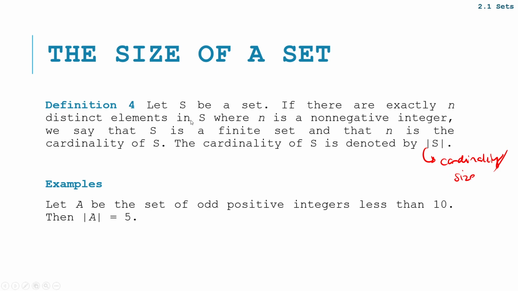Example here: let A be the set of odd positive integers less than 10. Then A in a roster method would be the set of odd positive integers, so that's 1, 3, 5, 7, 9. And how many elements do we have here? We have 1, 3, 5, 7, 9. That's why we say that the cardinality of A, or the size of A, is equal to 5.